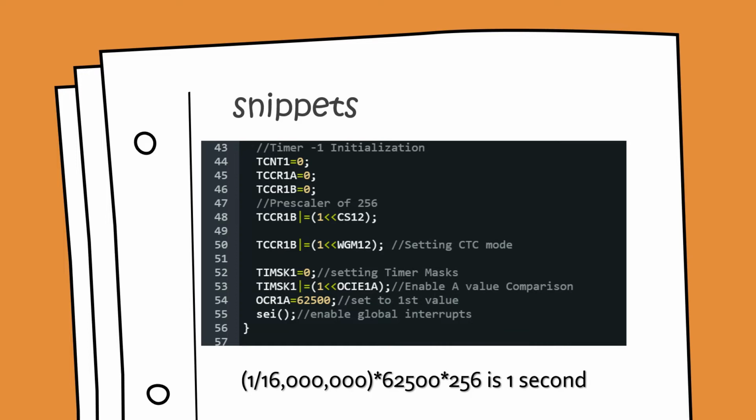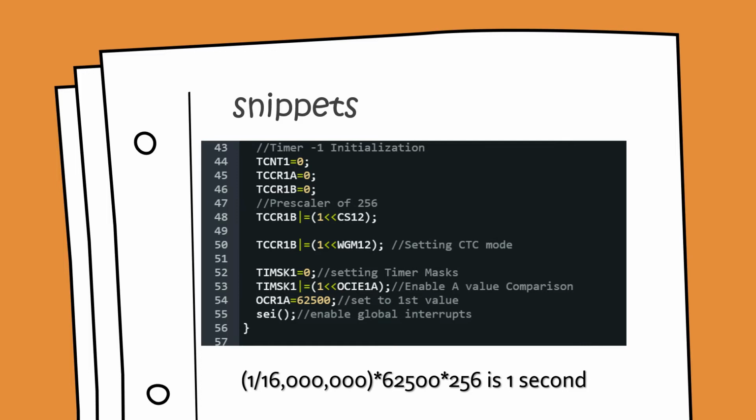We want the clear timer on compare mode. So we would be basically using the output compare mode, and for this we need to set the WGM12 bit as 1. The timer mask bit is initialized to 0, and then we set the output compare A bit OCIE1A as 1. The OCR1A or the threshold value is set to 62,500.